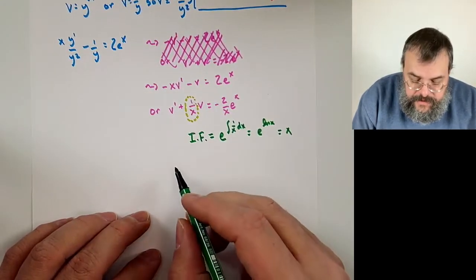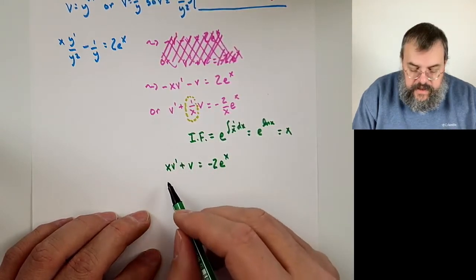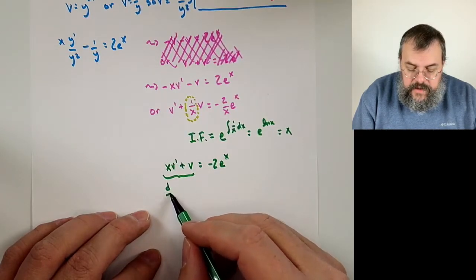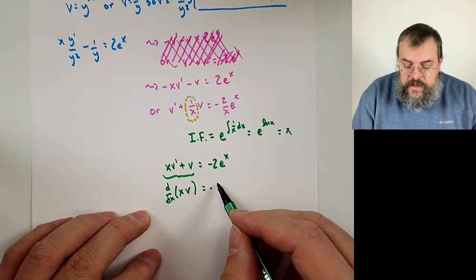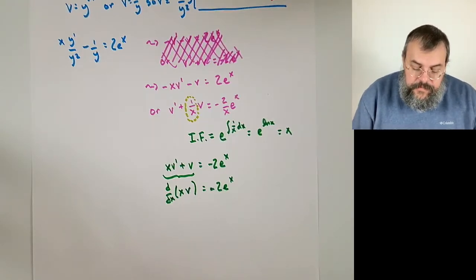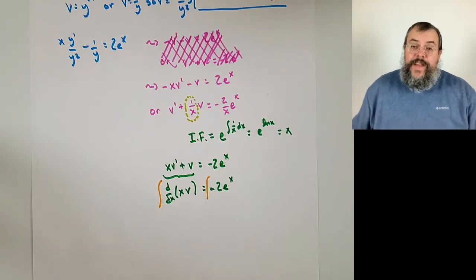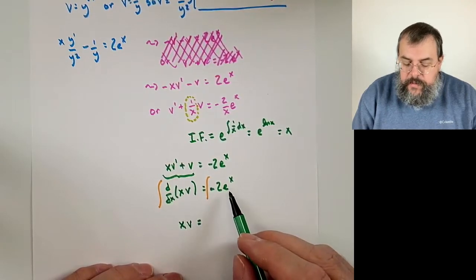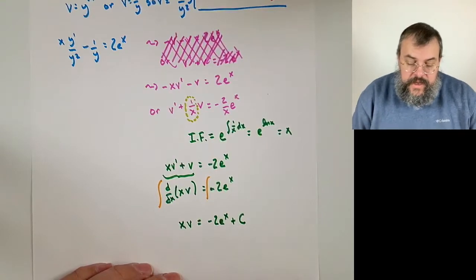But what do we have? We have x v prime plus v is minus 2 e to the x. And the left-hand side, I guarantee that if you've done this right, it's got to be a derivative, the derivative of your integrating factor times your function. So the derivative of x times v is minus 2 e to the x. That says we can integrate that left-hand side pretty easily, and then we just have to figure out the integral of the right-hand side. In our case, good news, that's something we can integrate. So we have x times v equal to the integral of minus 2 e to the x, which is minus 2 e to the x plus, of course, some constant c. Now, do you remember what v was?